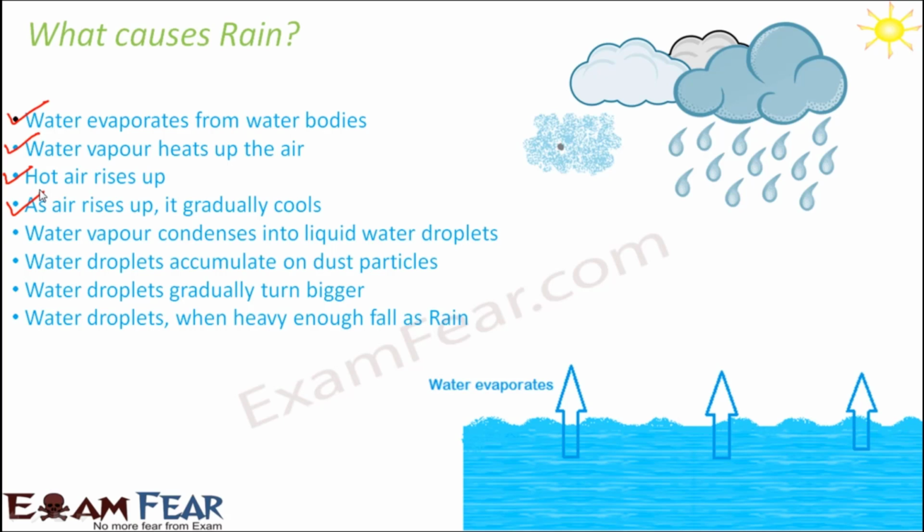Now when the air cools down, what happens? The water vapor condenses to form liquid water droplets. These liquid water droplets get accumulated on the dust particles which are present in the atmosphere. The water droplets gradually turn bigger and bigger. When heavy enough, they fall as rain. So this is a simple process by which rains happen.